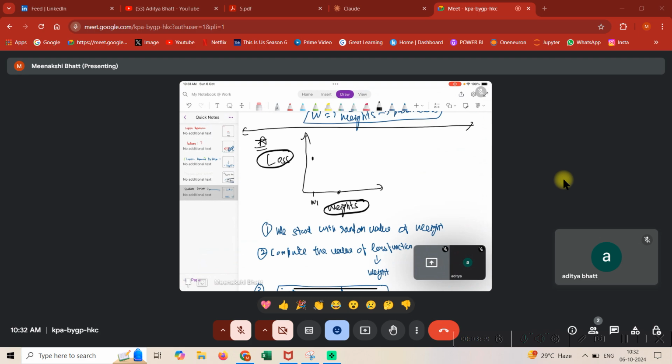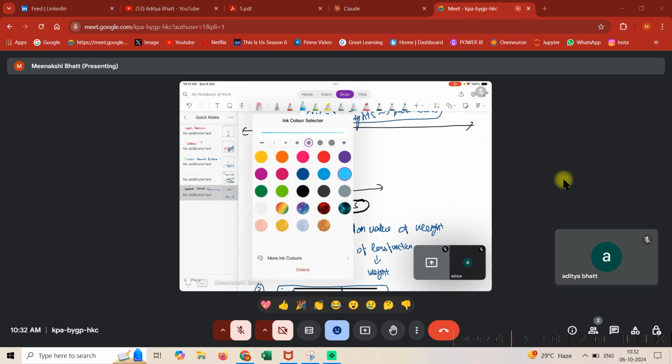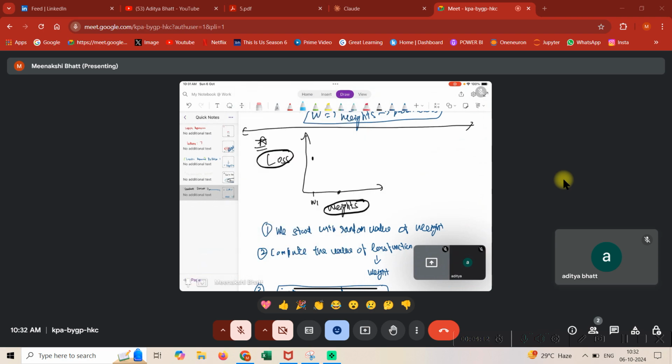We've started with w1. So let's do one thing. Let's just draw a tangent. Yes, there is some bit of maths, but it's okay. You can even skip it. As I said, it's not super compulsory, but still good to know. So we have drawn a tangent over here.